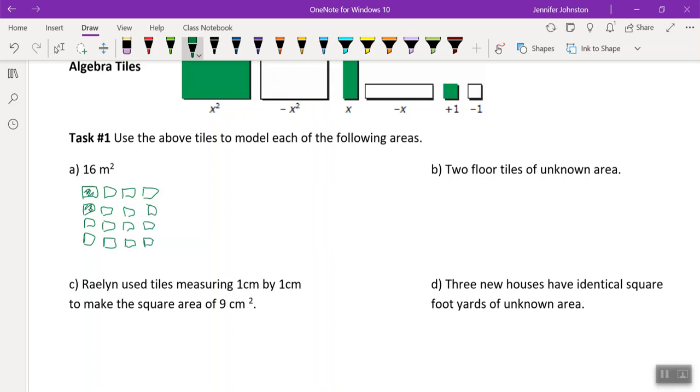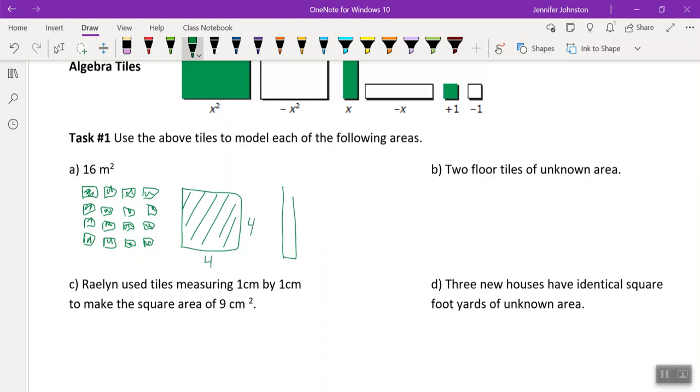Hopefully you guessed it. You have to have these filled in, right? Because we are looking at 16 meters squared. It is a positive value, not negative. So these should all be filled in. So that's 16, 4 by 4, which is 16. We could also do that with one big square and just give the dimensions of 4 by 4.